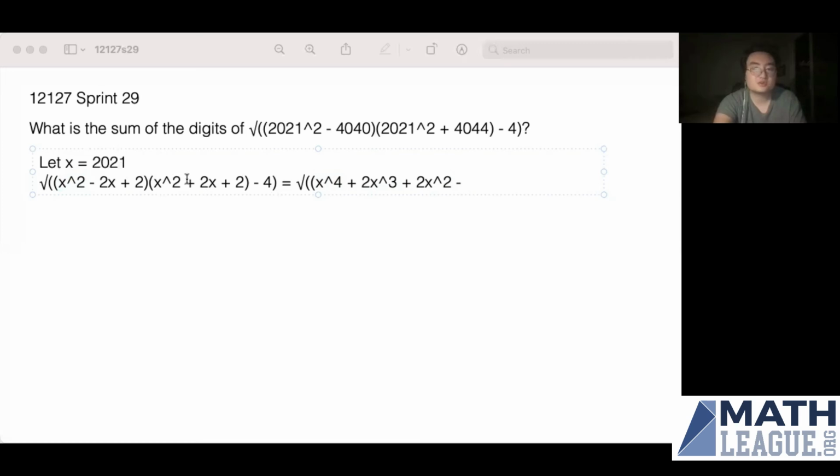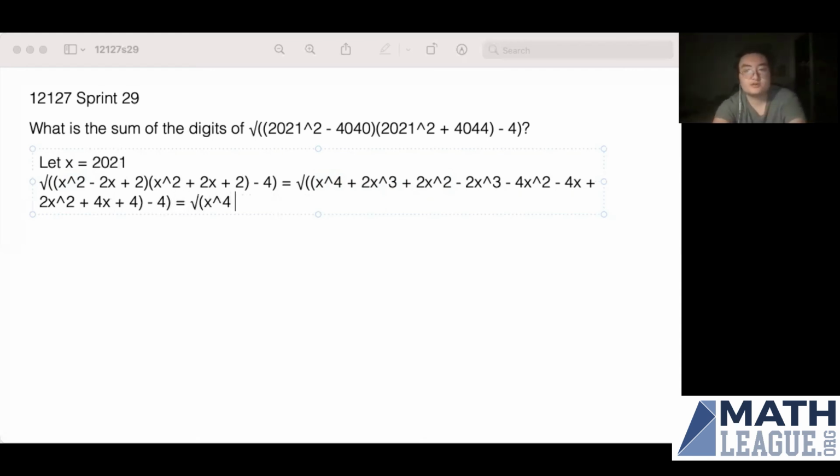So 2x times x squared, minus 2x cubed, right? And then you have minus 4x squared minus 4x. And then you have plus 2x squared plus 4x plus 4. Then you want to subtract 4 from all of that. And then you can simplify, right?